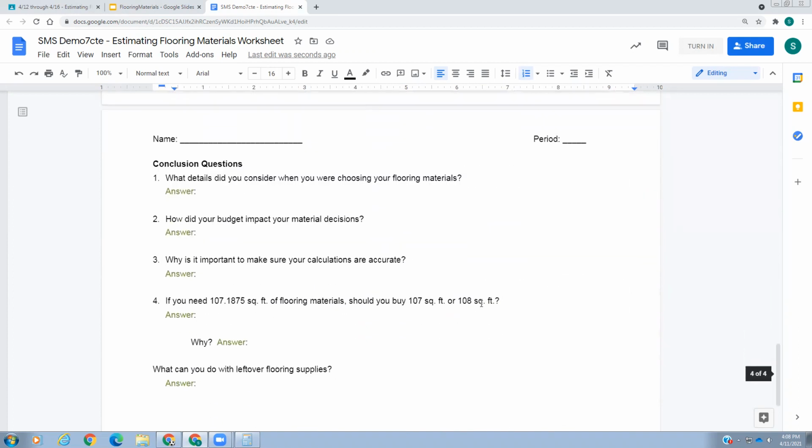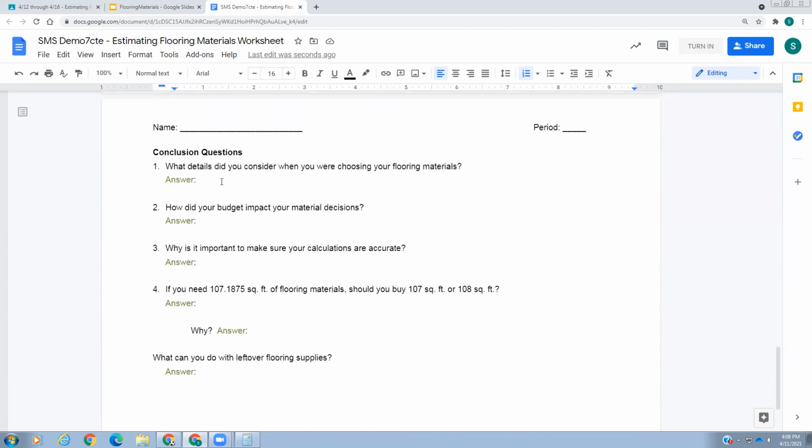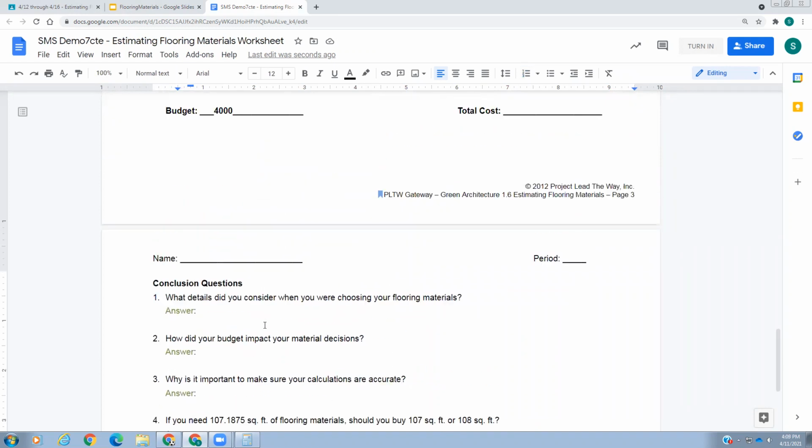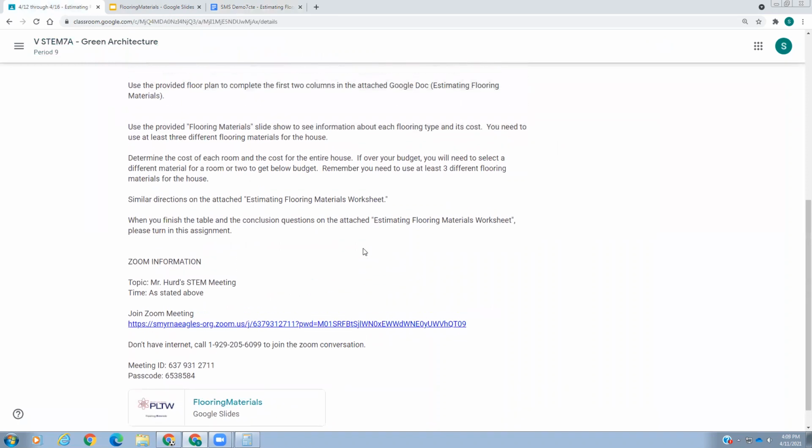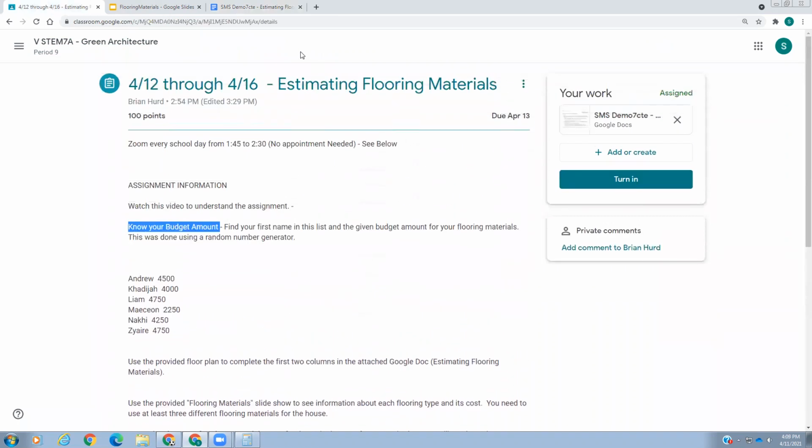All right, then once you're done with that, you're going to answer these 3 questions or 4 questions. Don't forget, this is actually a question here. And so make sure you answer that as well. That is the assignment today. Finish this, go back to Google Classroom once that Google Doc is finished, and you can turn it in.